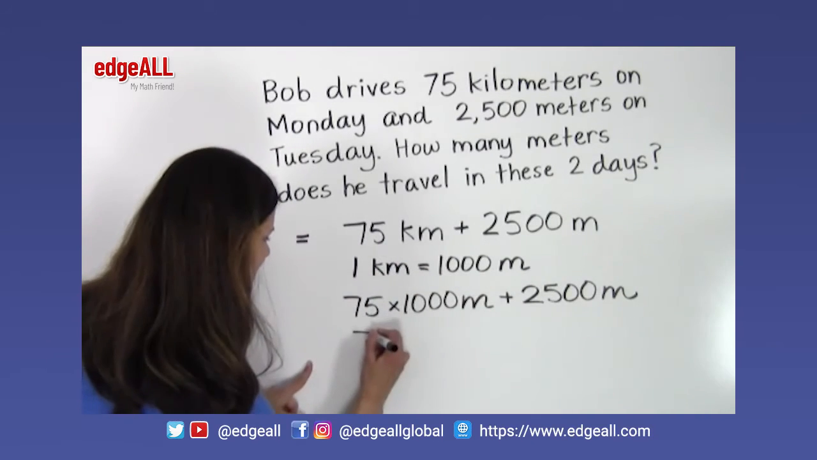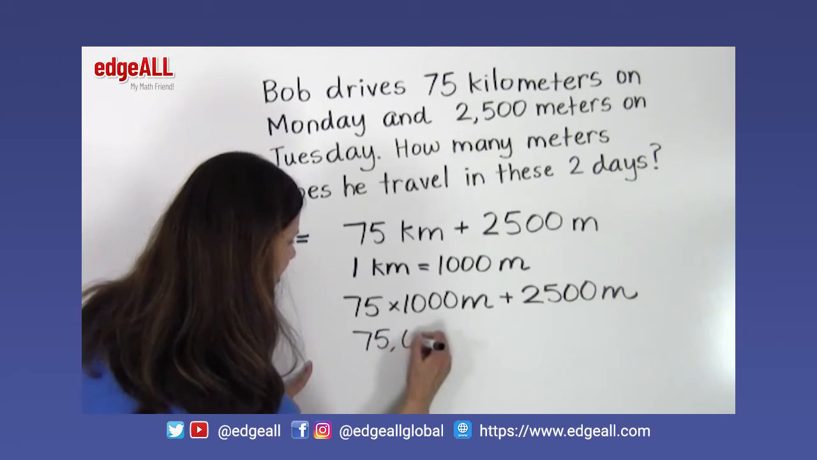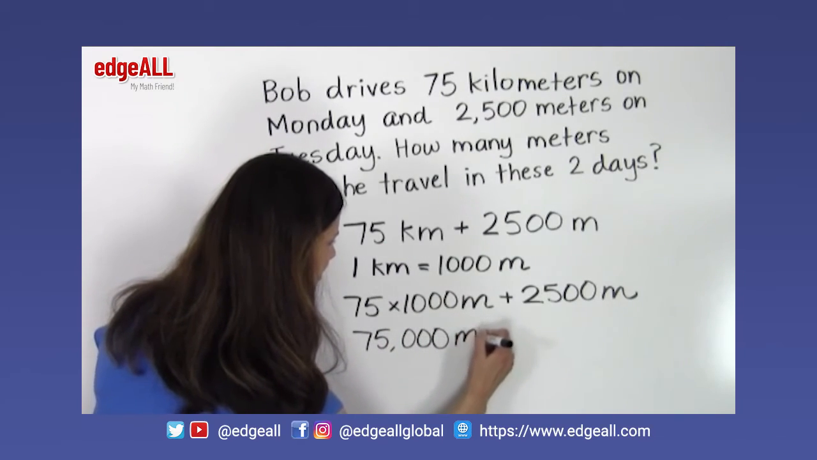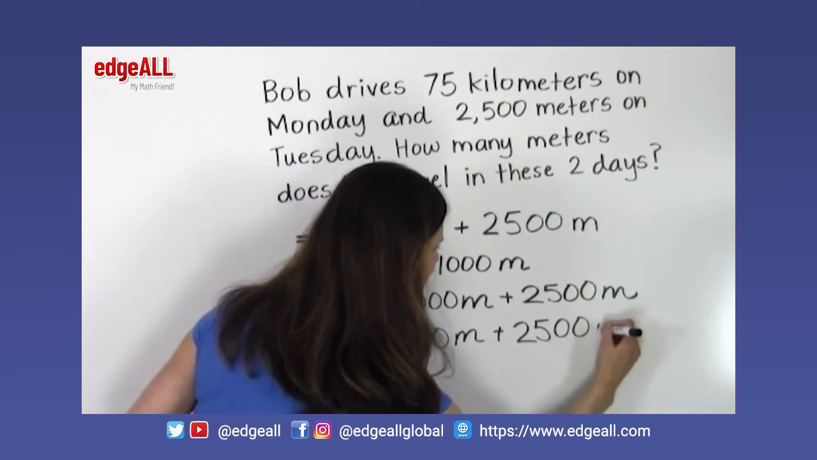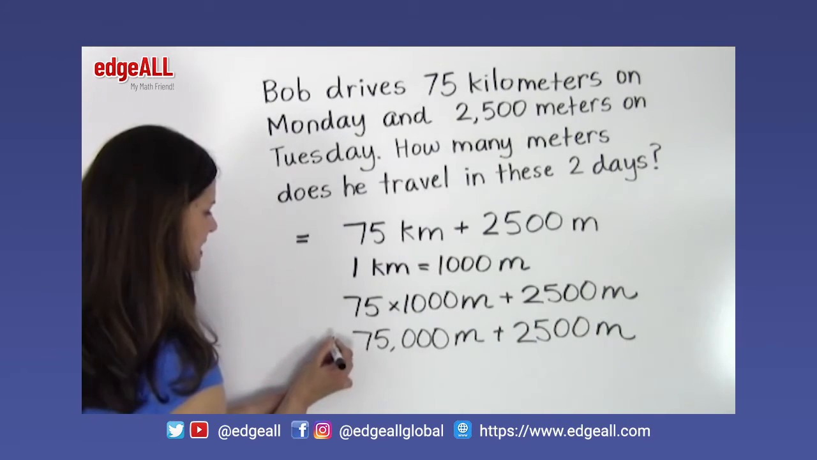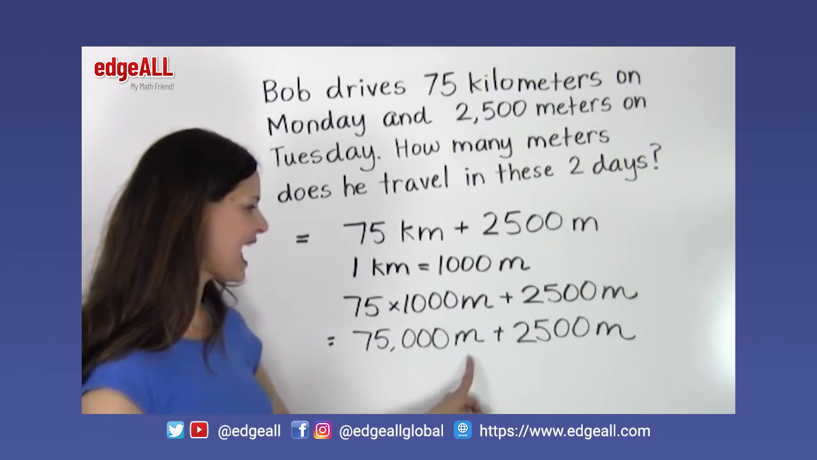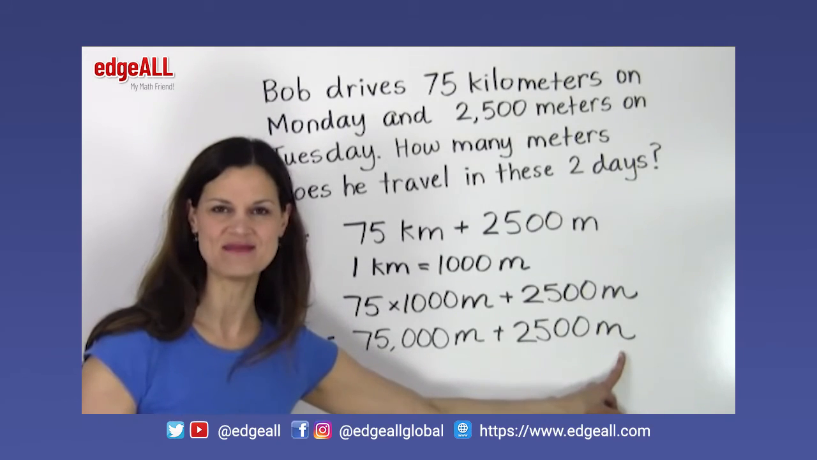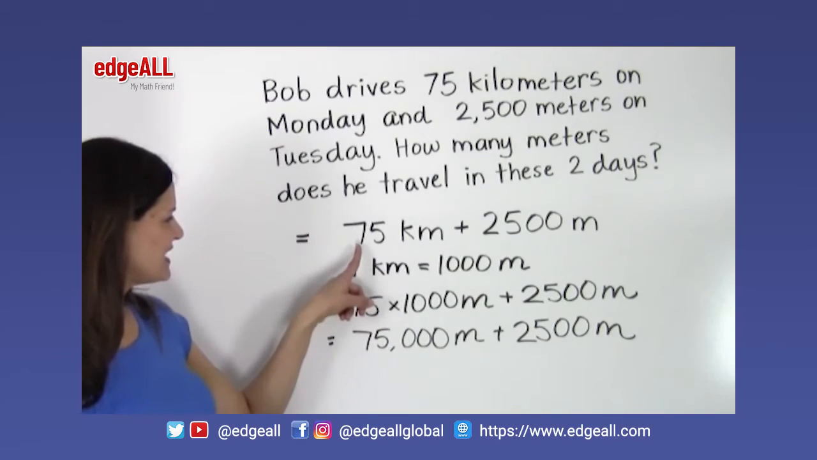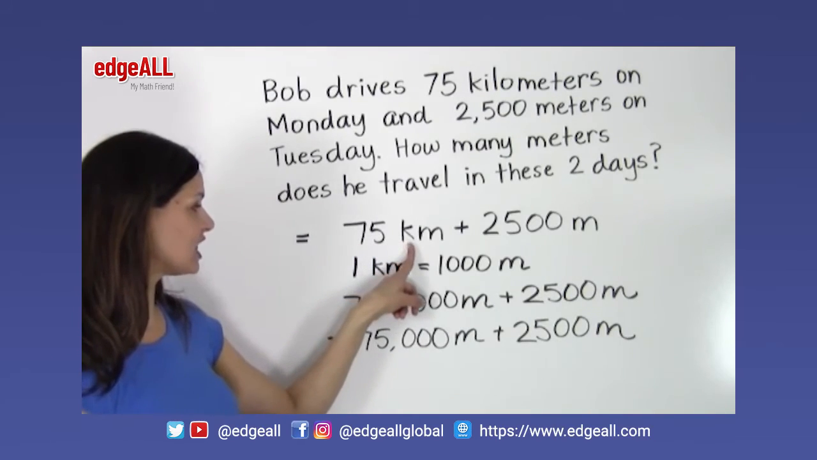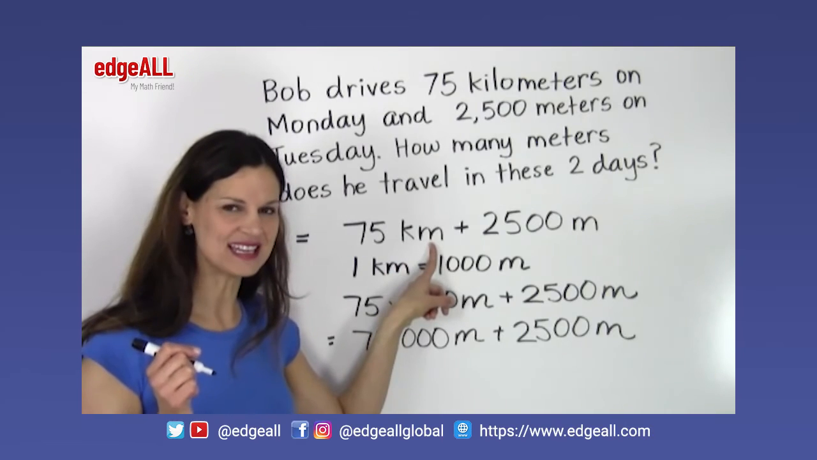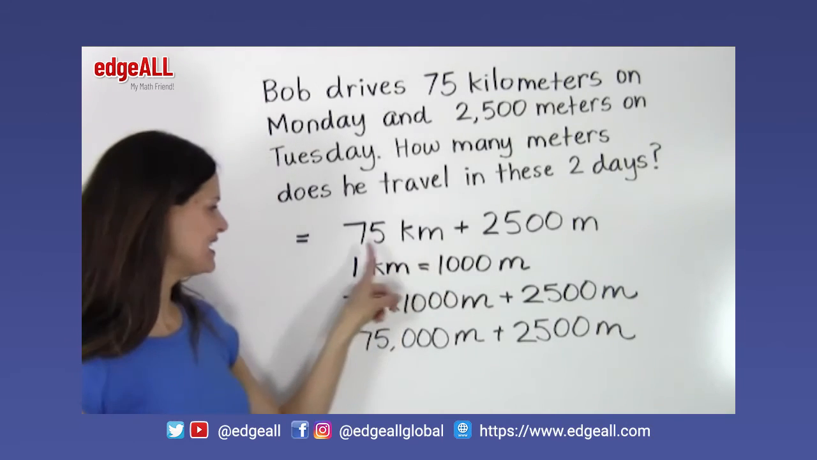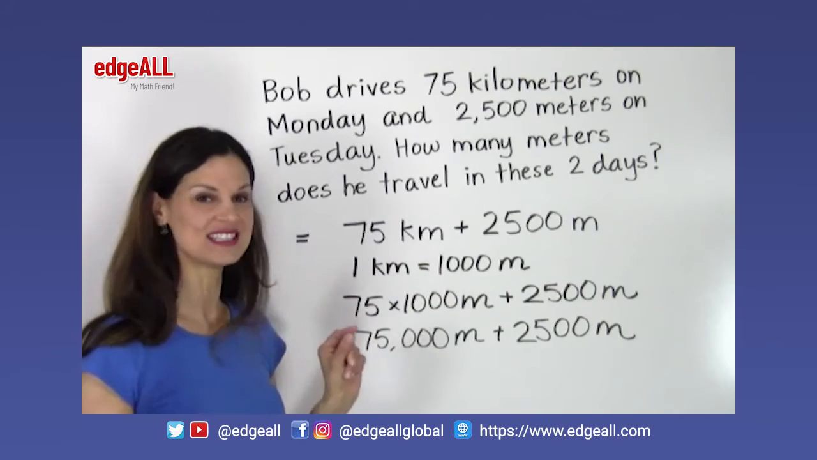And so this 75 times 1,000 meters is equal to 75 kilometers. And so I have 75,000 meters plus 2,500 meters. So this is what my problem becomes, and now I have both of them in meters. So when I see 75 kilometers, I can right away think times 1,000, that's how many meters it is. 75 kilometers is equal to 75,000 meters.